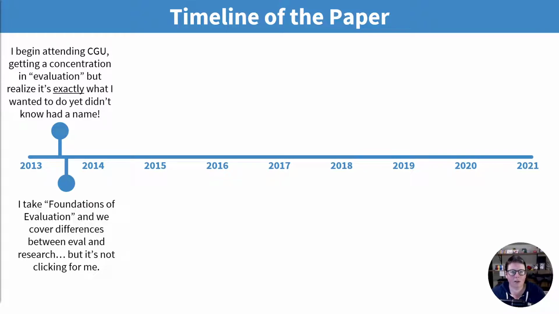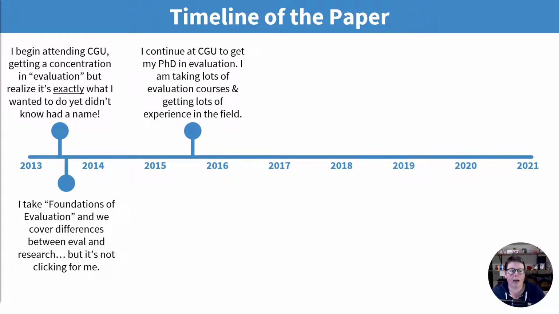And so I keep learning, I keep progressing through my degree program. Two years later, I continue on to get my PhD in evaluation and applied research methods. I've been taking a lot of evaluation courses, continue to take more evaluation and statistics and research methods courses, and I'm getting a lot of experience in the field. But I'm still pondering that question, what is the difference between the two?